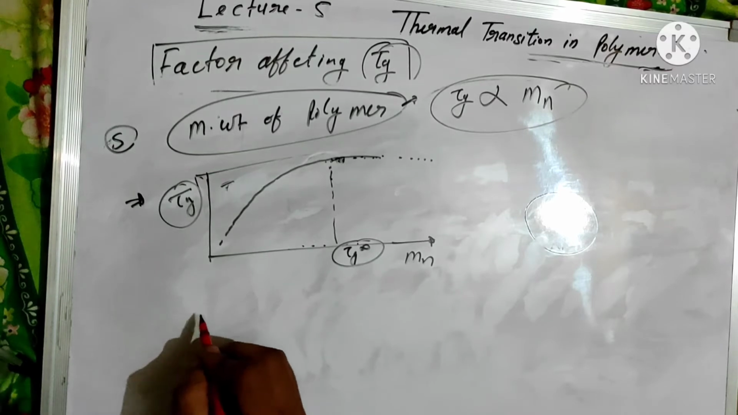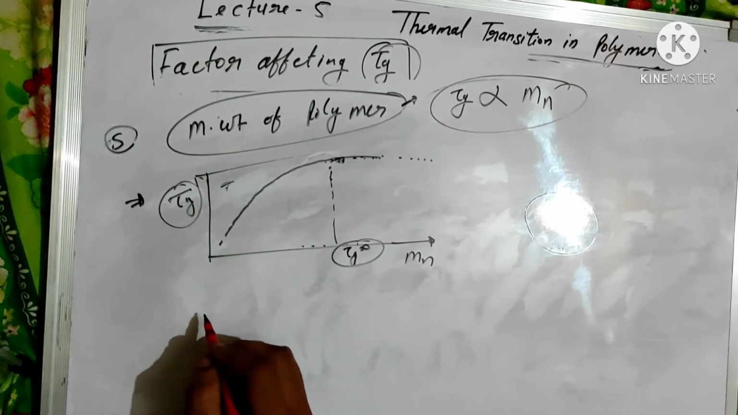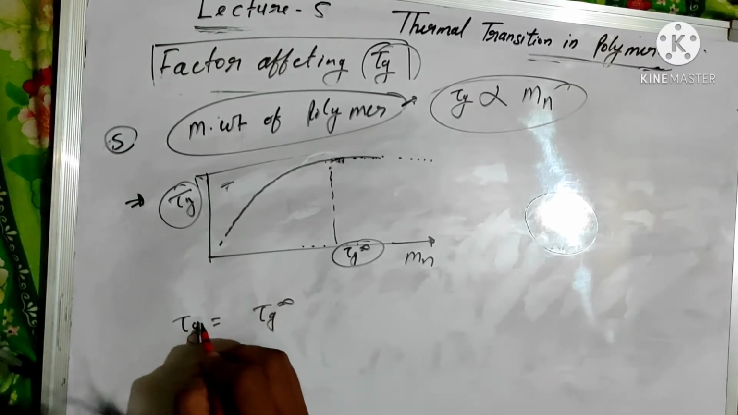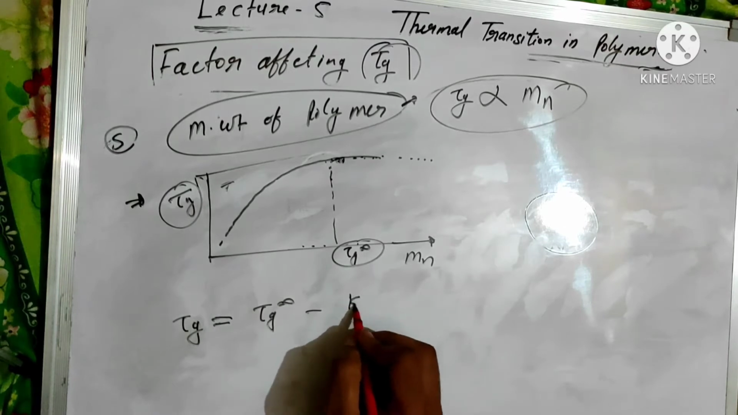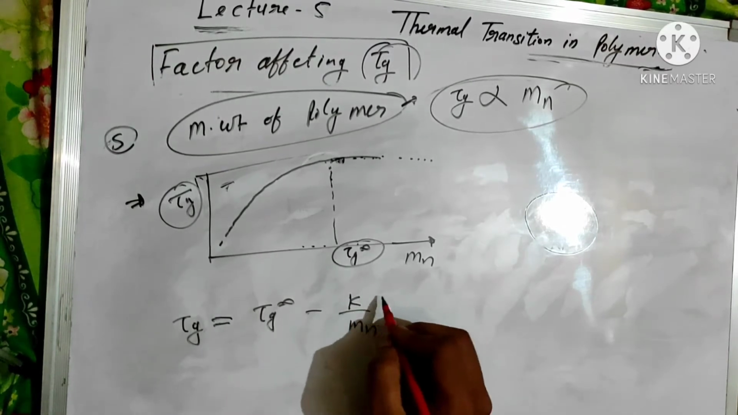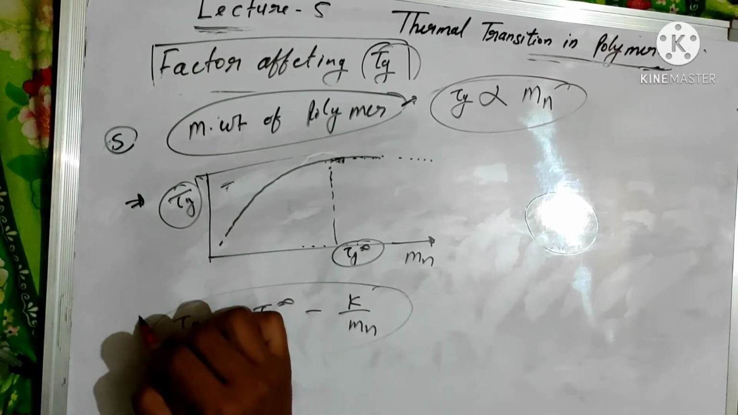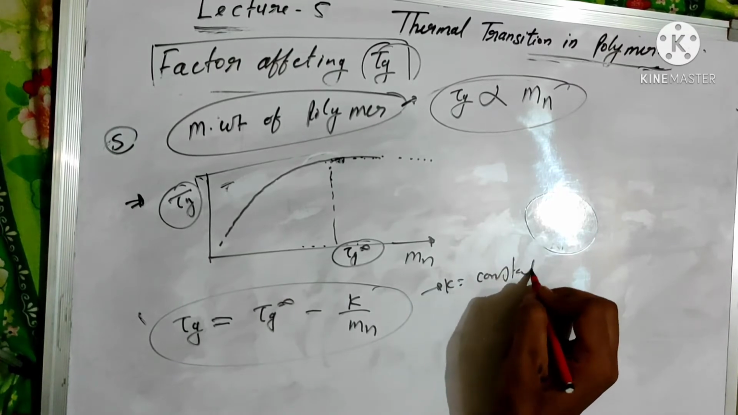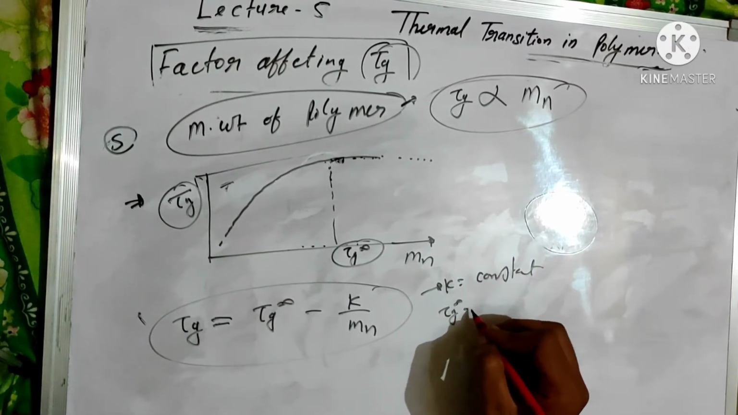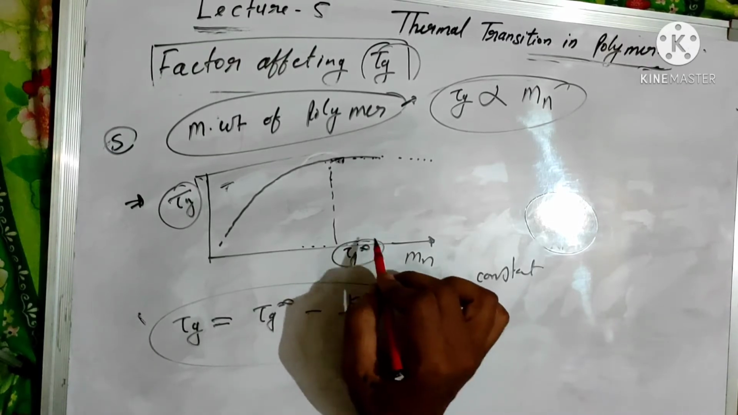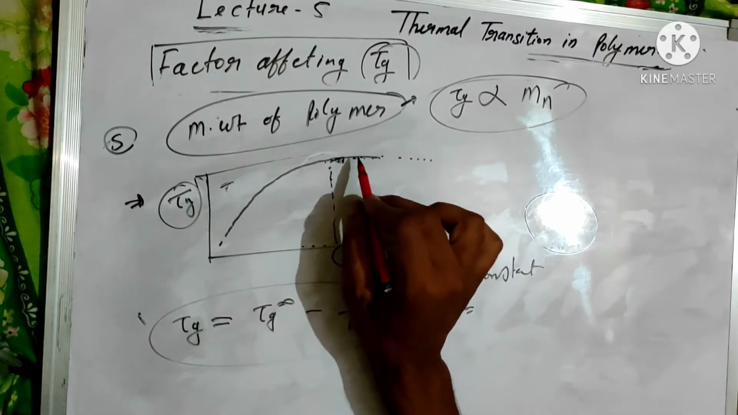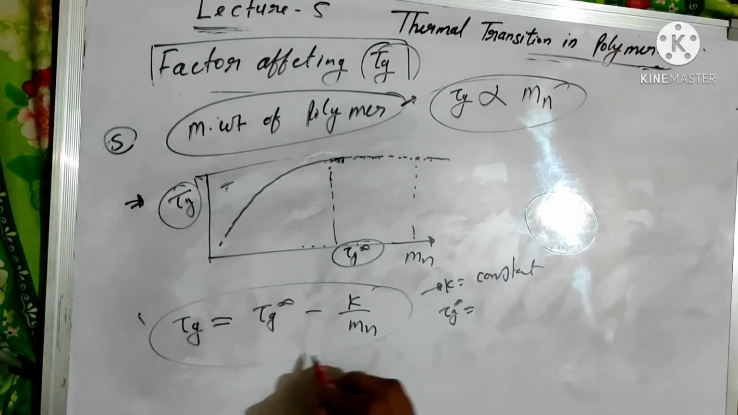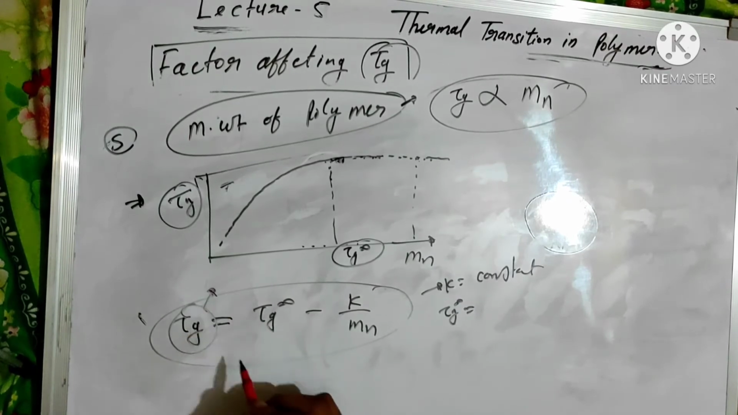So the empirical relationship between the glass transition temperature and molecular weight of the polymer is given by Tg equals Tg infinity minus K divided by Mn. Remember this formula, where K is a constant and Mn is the molecular weight of the polymer. Tg infinity is the glass transition temperature of the polymer at infinite molecular weight, at this point. And Tg is the glass transition temperature of the polymer.